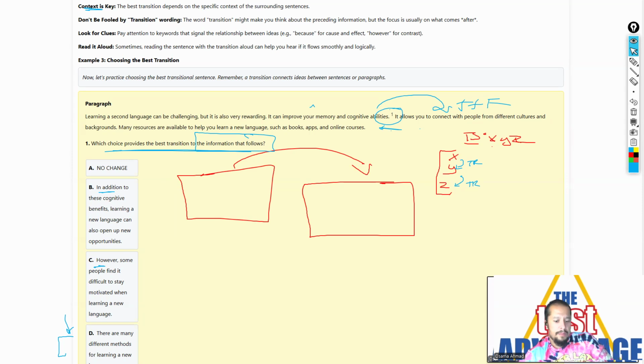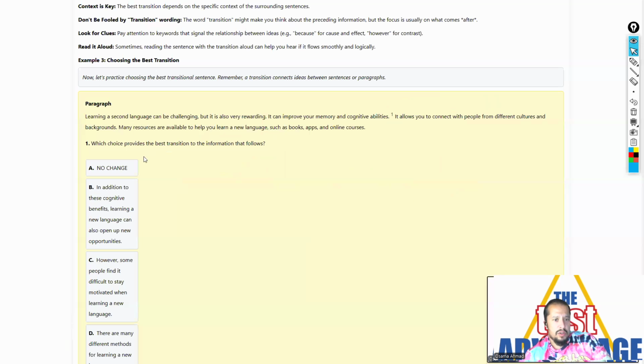You're following that. And then look for clues. You know, maybe cause and effect. Maybe contrast. Maybe the opposite. Maybe extra detail. Read aloud. Sometimes reading it out loud helps you hear it. Let's practice. Let's try this one here.